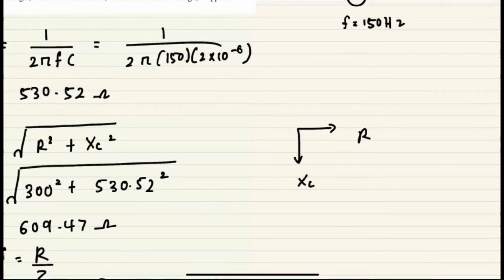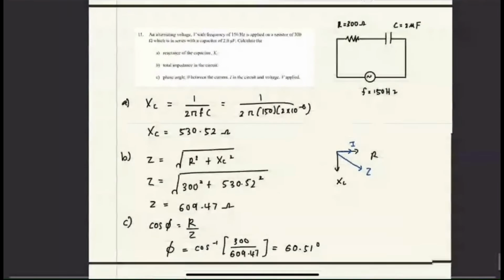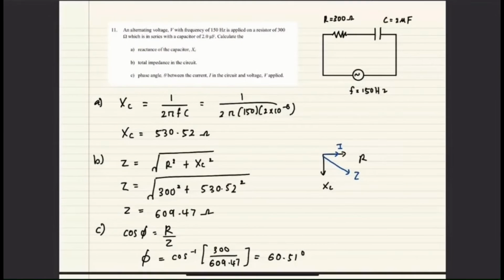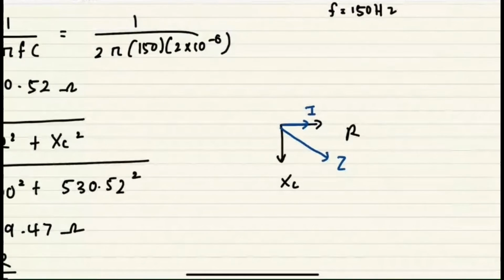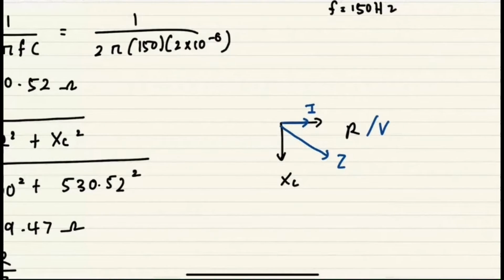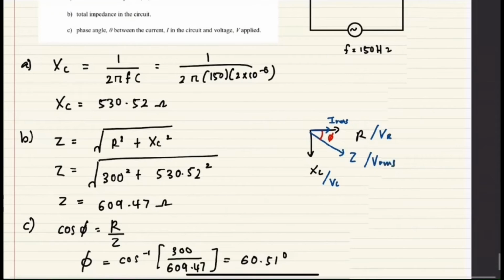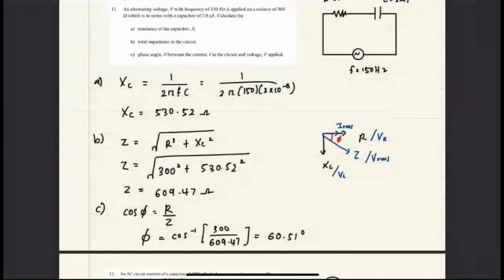This will be your IRMS and this will be your Z. The question asks to find the phase angle between current and voltage. In terms of current and voltage, you can choose this one as VR, this one as VRMS, and this one you can write as VC, RMS. The angle they want is between the current and VRMS, which is basically this V.